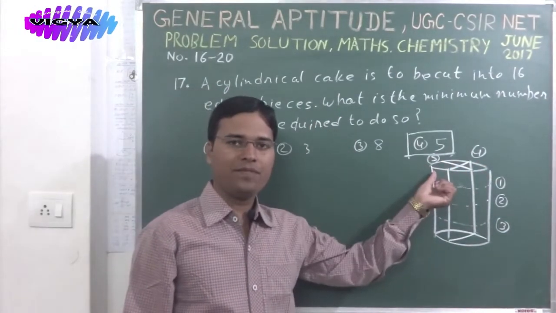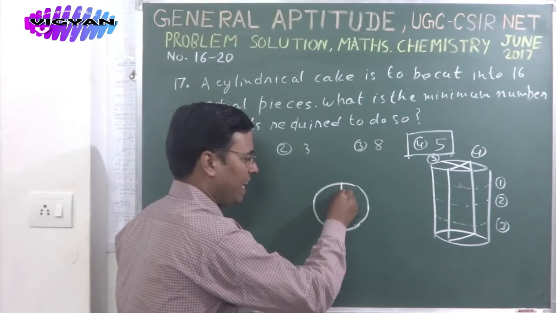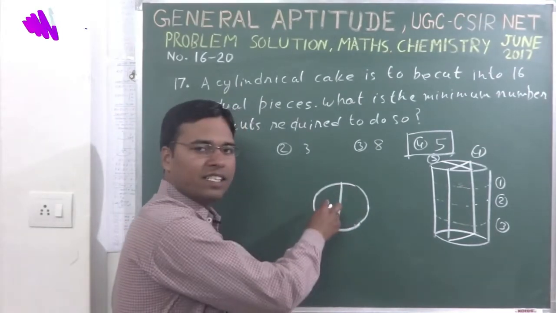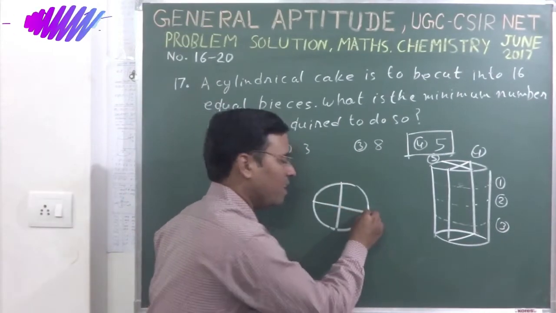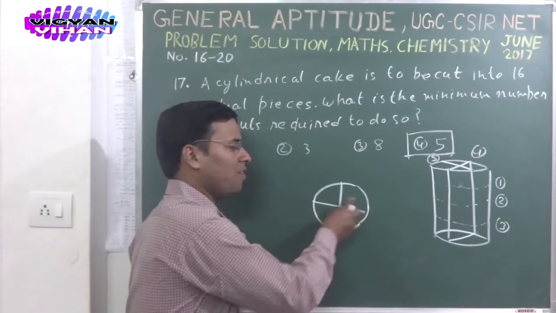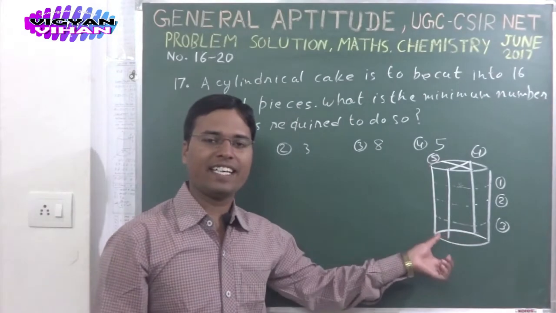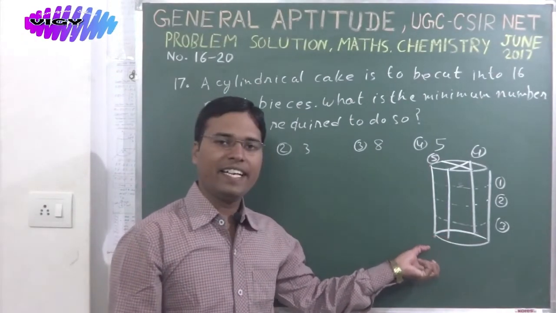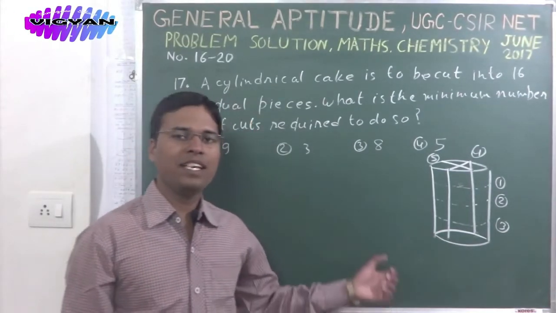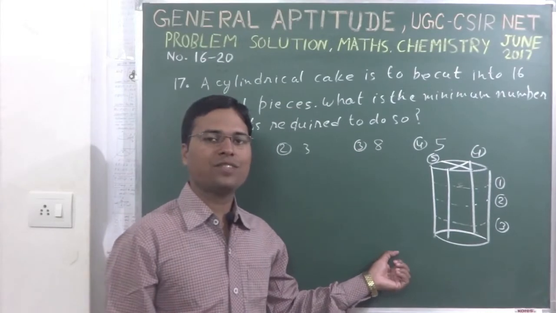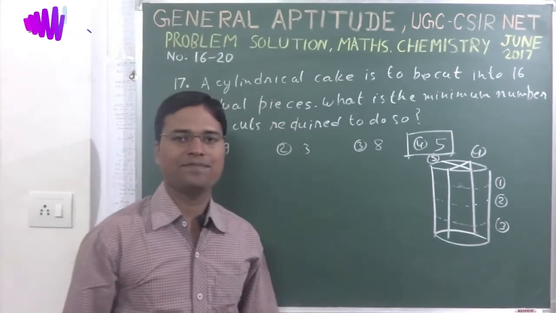In the fourth and fifth cut, this circular part will be divided: the fourth cut will cut it into two semicircles, and the fifth cut will divide it into four equal parts. These are quarters of the circle. So now this cake is completely divided into 16 equal parts. So the correct answer of this problem is that the minimum number of cuts required is 5, so that is option 4.